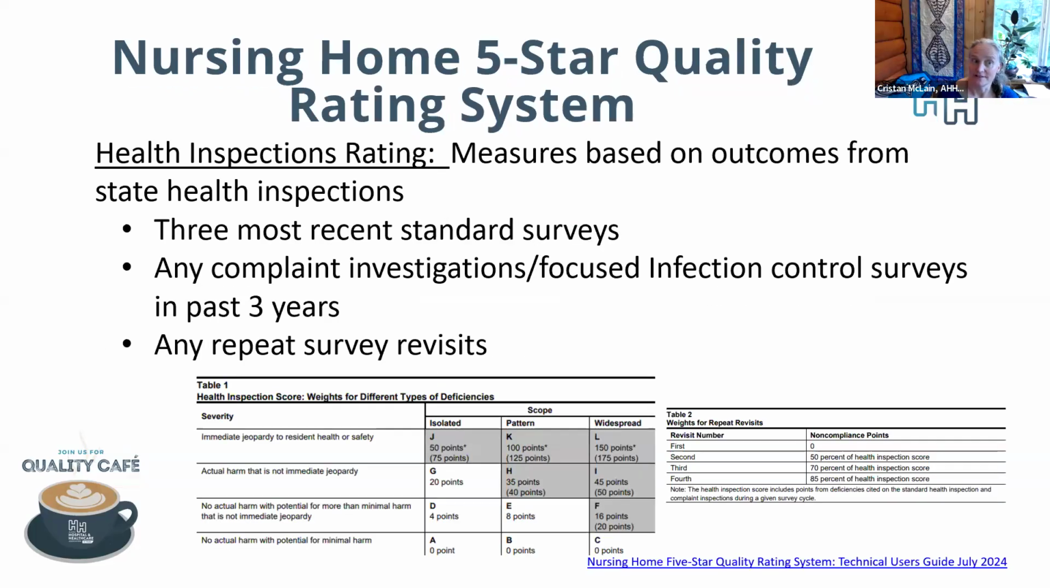So for health inspections, CMS calculated a weighted deficiency score based on points assigned during surveys. They take the most recent survey as well as the previous 2. So the 3 most recent surveys during that period of time. All deficiency findings are weighted by scope and severity as well. So the health inspections rating also takes into account the number of revisits required to ensure that deficiencies are corrected.